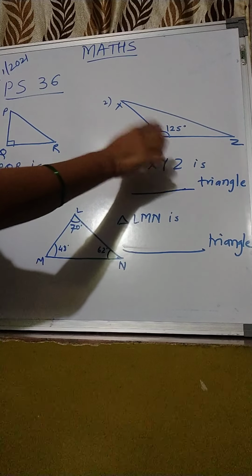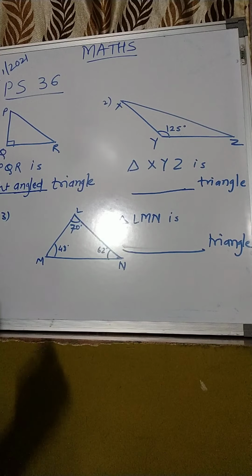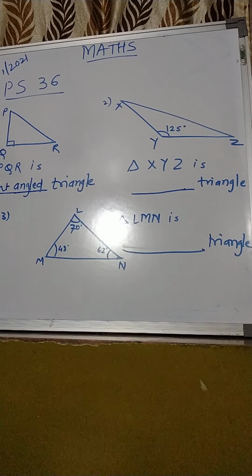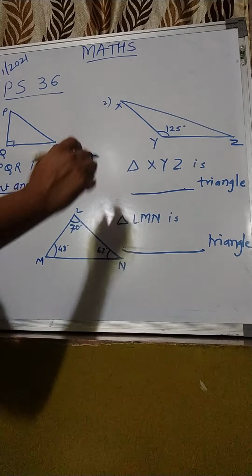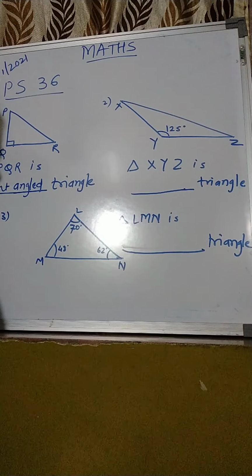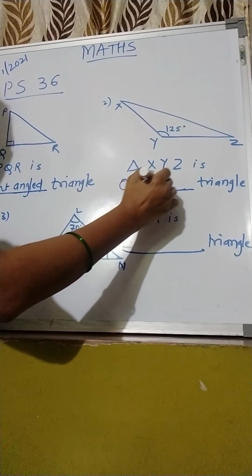Move to the next one, that is the second one. Here one angle is 125. 125 is above 90 degree, which means it's an obtuse angle. So the triangle is an obtuse angle triangle. So write obtuse angle.